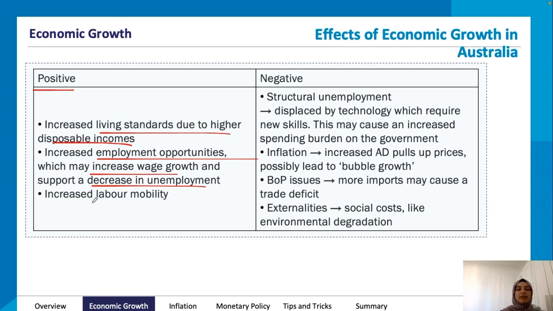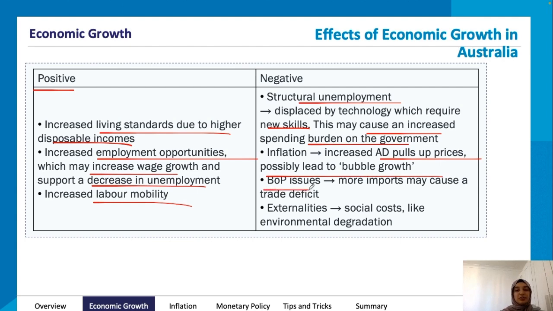And then finally, labor mobility. So labor moving across. Structural unemployment, so displaced by tech, which requires new skills. This may cause an increased spending burden on the government, which is something that needs to be considered as well. Inflation, so increased aggregate demand pulls up prices and possibly leads to bubble growth.